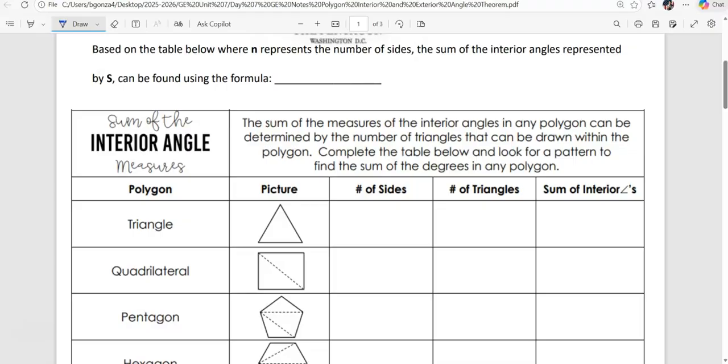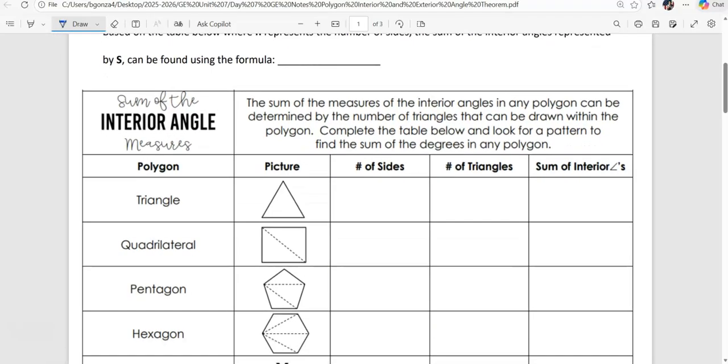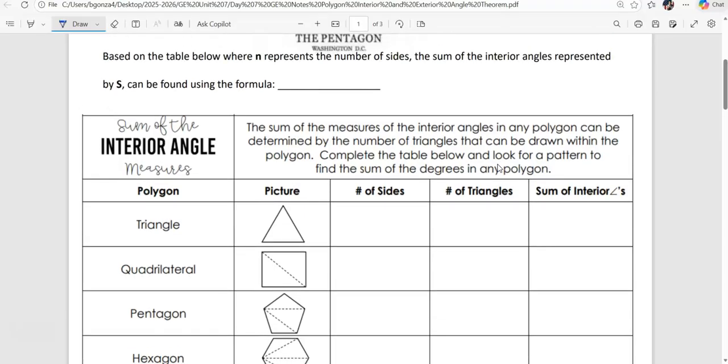Okay, now, here we go. Based on the table below, where n represents the number of sides, the sum of the interior angles represented by s can be found using this formula. Now, we're going to fill out this table first, and then we're going to fill in this big formula, okay? So, this formula is going to be, go ahead and write this, sum of interior.